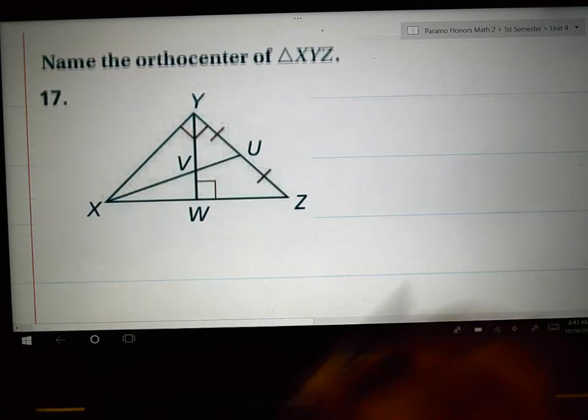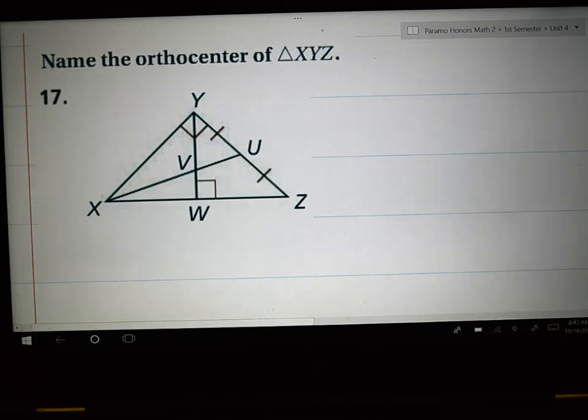Last example. Name the orthocenter of XYZ. They're going to try to confuse you on this one. I want you to look at it. If you think you know what the orthocenter is, I want you to discuss what you think it is with your partner sitting next to you. Go for it.